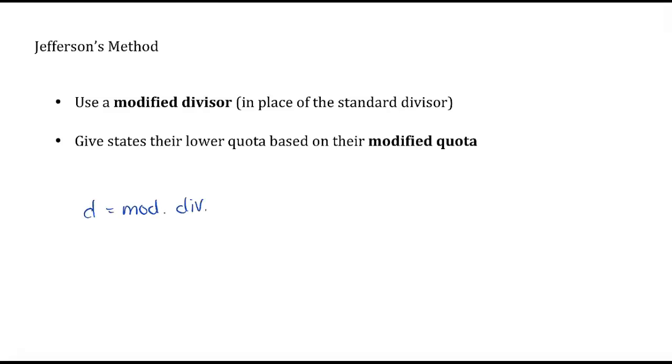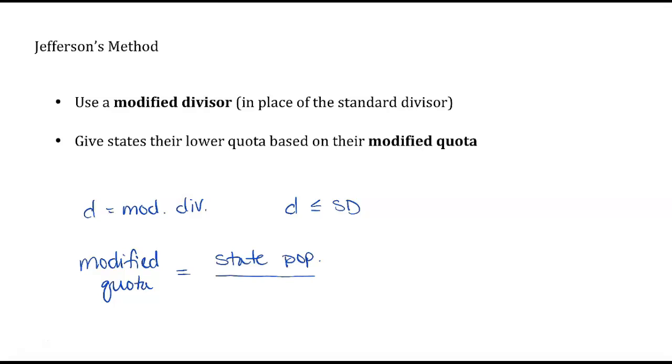We've already seen that if we add up every state's lower quota, there's a potential for the total seats to be too low. In order to bring this up, we want to divide by a smaller divisor. That means that for this method to work, our modified divisor will need to be less than or equal to the standard divisor. It is possible that the standard divisor does work with lower quotas, and in that case, we could use it. But if our totals are too small, we bring the divisor down to bring the totals up. Each state's modified quota, then, is its state population divided by this modified divisor.